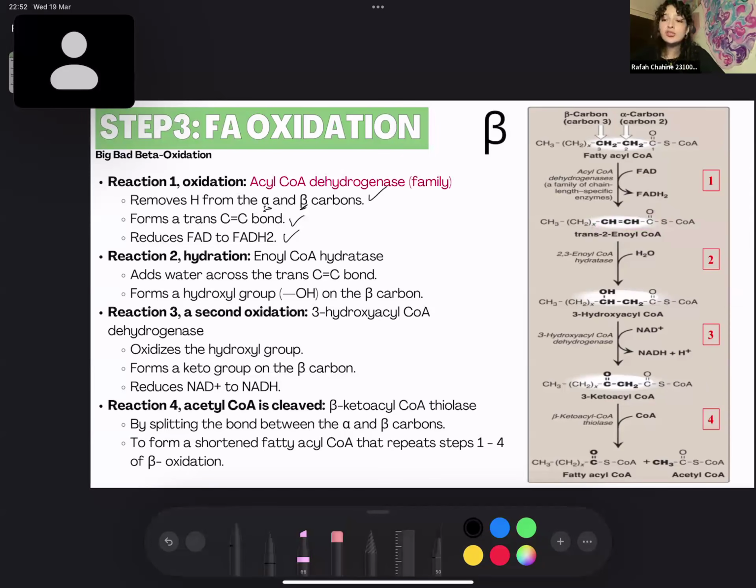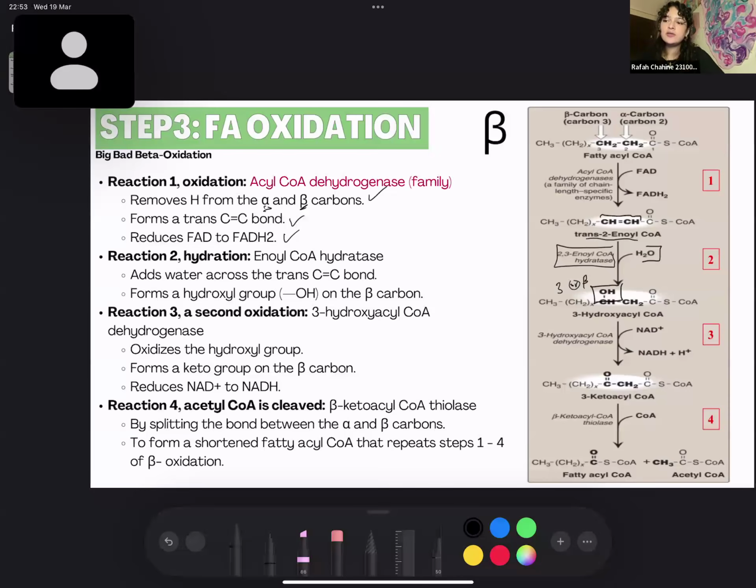Now, in reaction number 2, we have an enoyl-CoA, trans-2-enoyl-CoA. We're going to use an enoyl-CoA hydratase, which will hydrate. From the name of the enzyme, we are going to be adding water. We are going to be adding water across this trans-carbon-carbon bond. Now, when we add water across this bond, we are going to form a hydroxyl group on the beta carbon, which we know is the third carbon, or 3. So this is what happens in reaction number 2.